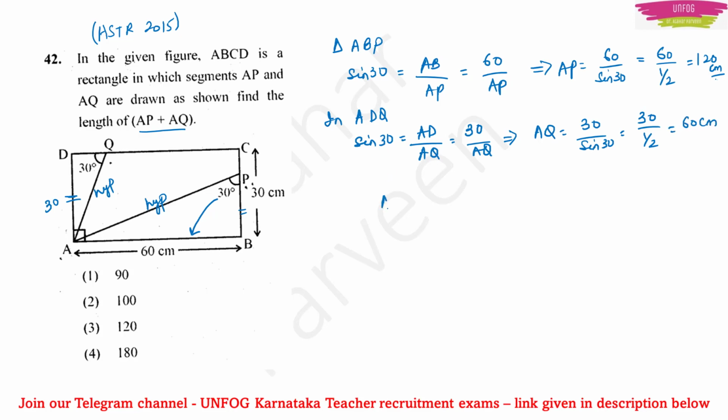Now I want to find AP plus AQ. So AP is 120 centimeter and AQ is 60 centimeter. So the answer will be 180 centimeter. Okay, so option 4 will be the correct answer.